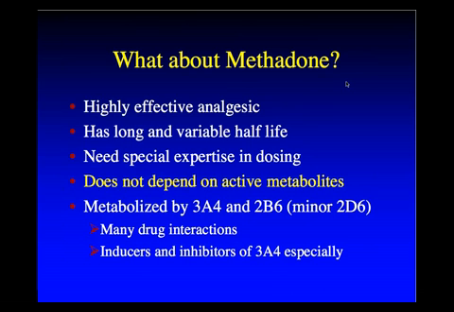What about methadone? As I mentioned, it's a highly effective analgesic, has a long and variable half-life. So it really needs to be used by people that are very familiar with it, needs special expertise, and does not depend on active metabolites, so it's not a prodrug. It is metabolized by 3A4 and 2B6, for which we don't do a lot of genotyping, and a minor pathway for methadone is also 2D6. So many, many drug interactions you can well imagine with a 3A4 category of inhibitors and inducers, and that needs to be kept in mind.